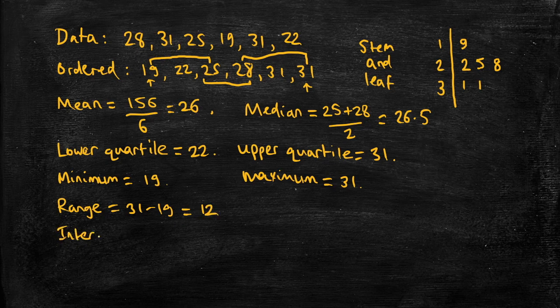And then there's another measure of variation in the data set. That's called the interquartile range, abbreviated IQR. And that's a way of measuring the middle half of the data, and it's simply the upper quartile minus the lower quartile. So 31 minus 22 in this case, which comes to 9.